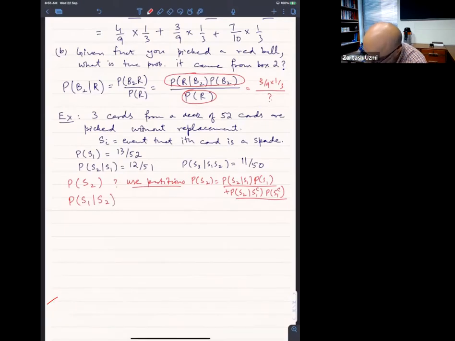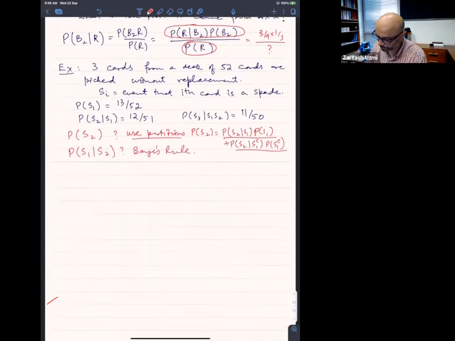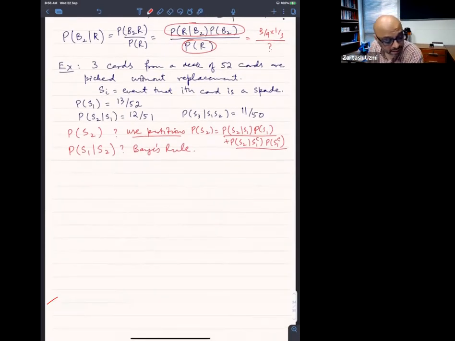Probability of S1 given S2. ये कैसे find out करेंगे? S1 given S2. This can be found by using the Bayes rule. Bayes rule से निकाल देंगे.